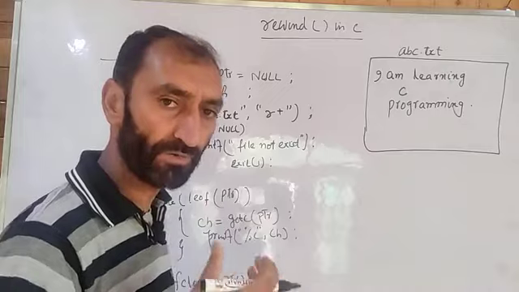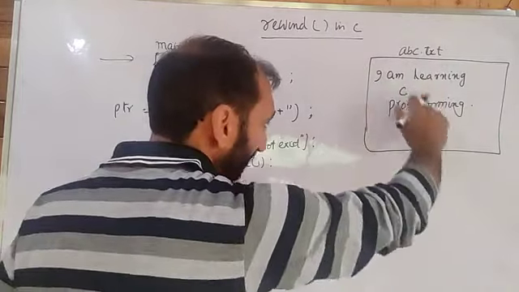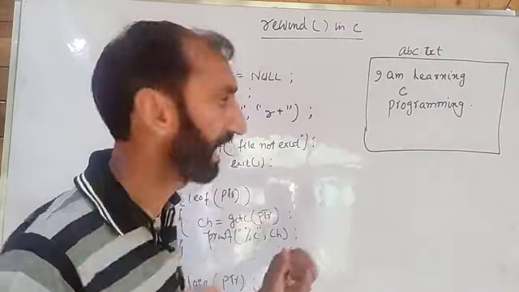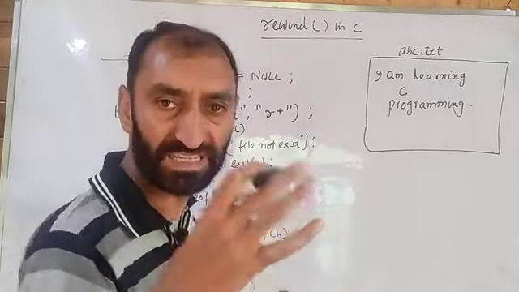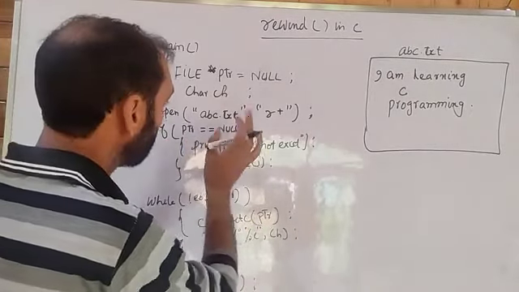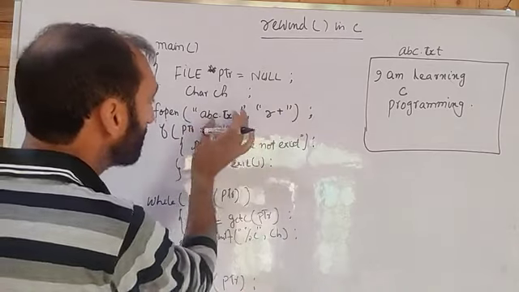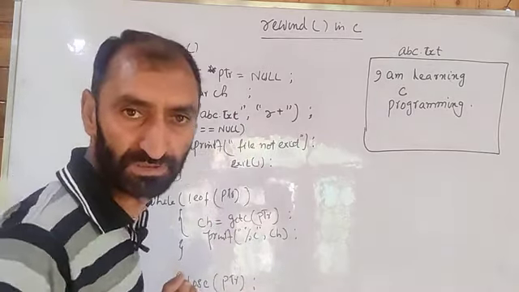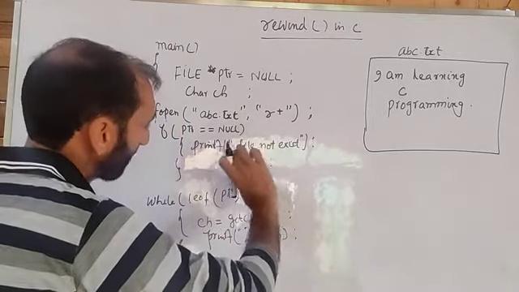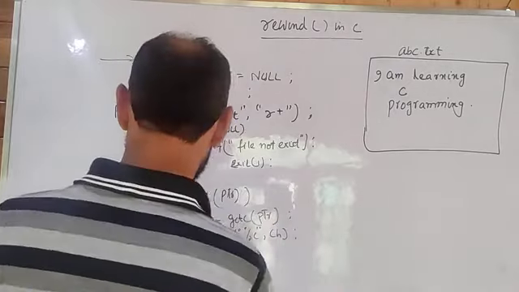We can perform any operation on the files only after loading a copy of that file into the RAM, which we have already discussed in previous videos many times. So no need to discuss it again here. If ptr equals NULL, that means fopen has failed to open the abc.txt file. Then it will simply print a message, file does not exist, or any error message.